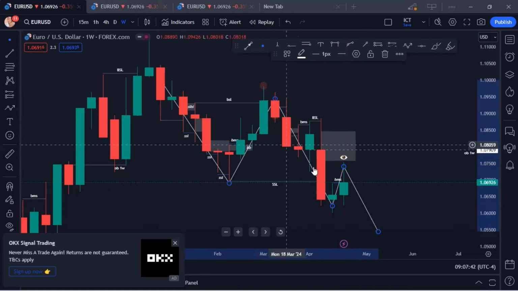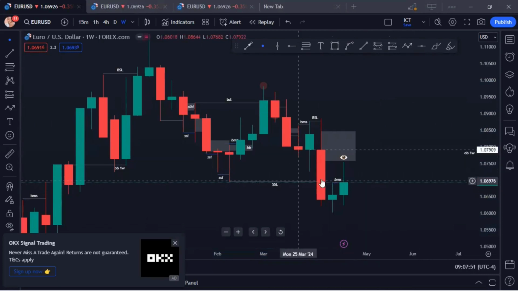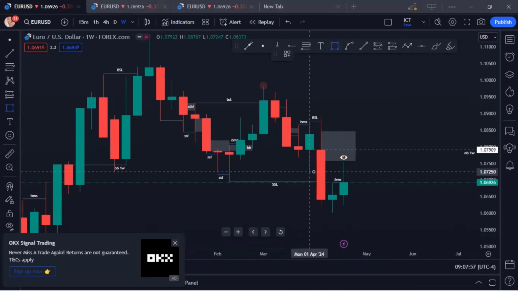So that's it, guys. That's the expectation. I'm kind of bearish this week on EURUSD because it's coming from this gap. It's coming from this weekly gap right here. So let me just mark out.